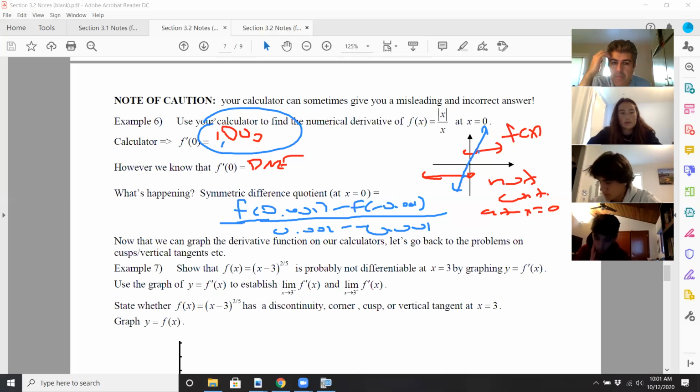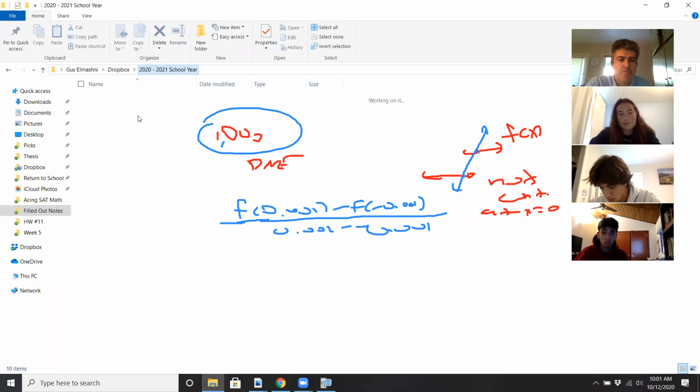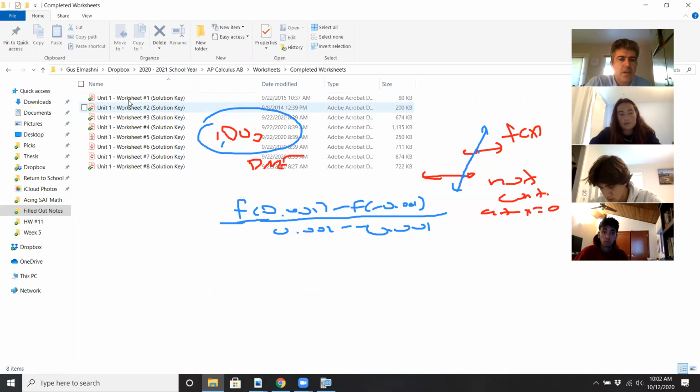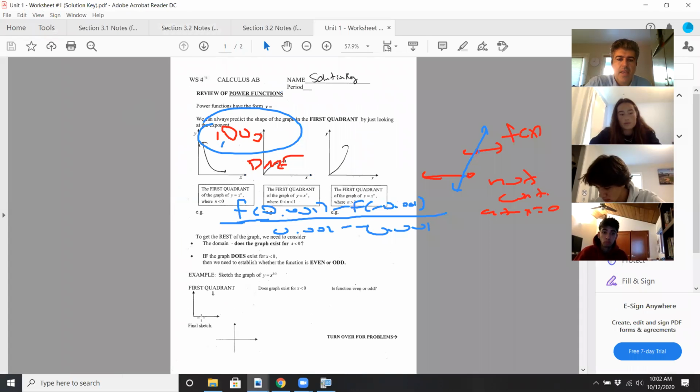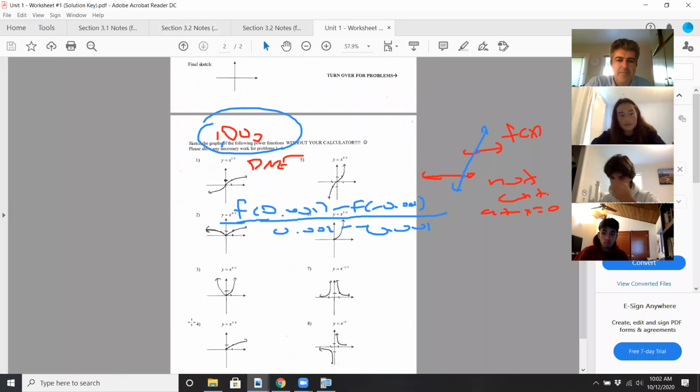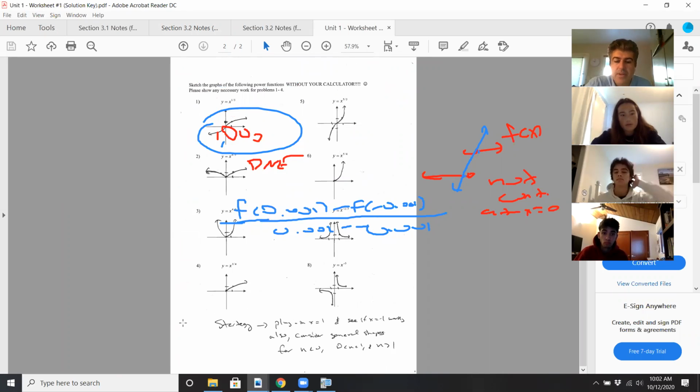We're going to look at a problem like this one here that's kind of weird. It's got x minus 3 to the 2/5 power. Remember, you might remember earlier this semester, we did this worksheet on power functions, and how to graph in the first quadrant based upon whether the exponent was bigger than 1, between 0 and 1, or negative. And we have all these different situations here.